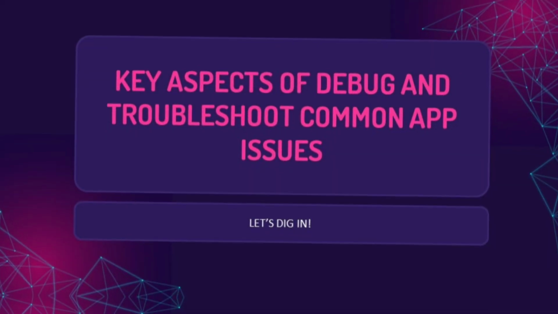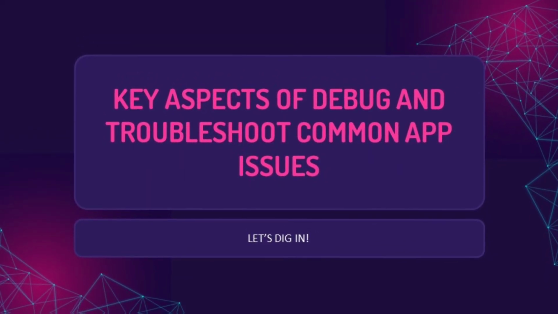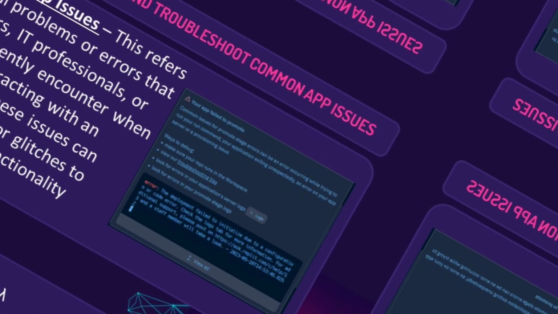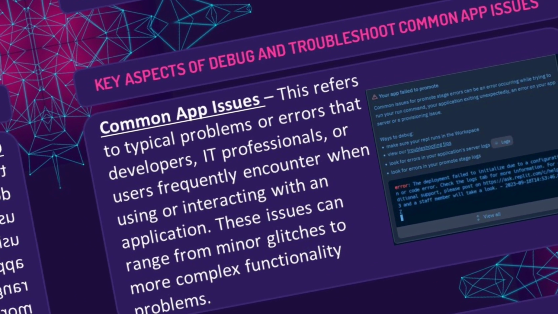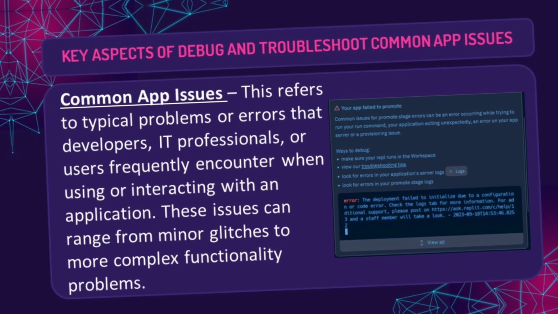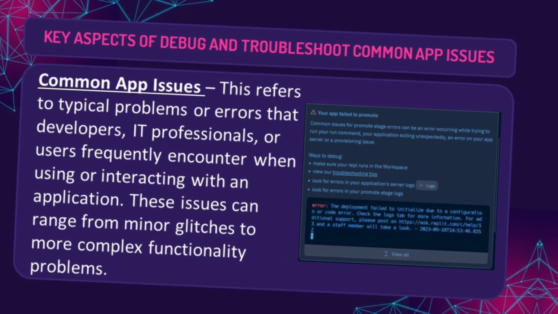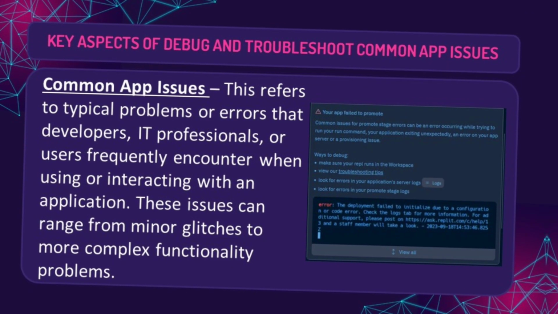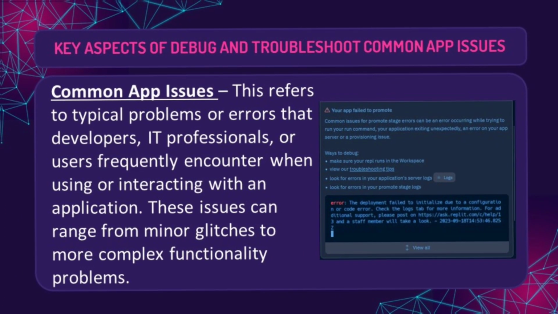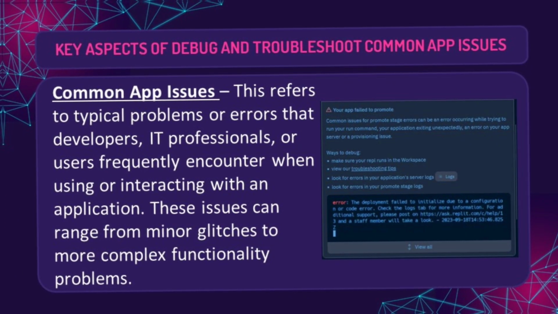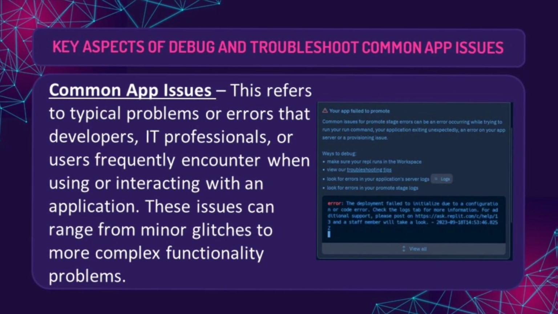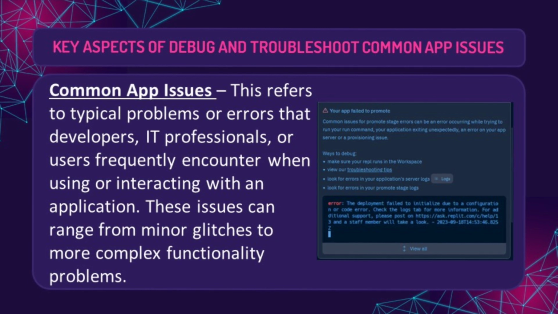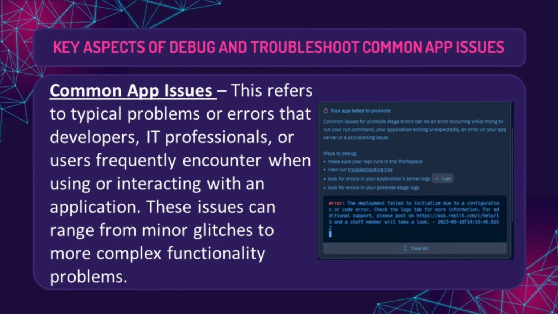Next, we are going to tackle key aspects of debug and troubleshoot common app issues. First is common app issues. It refers to recurring problems or errors that are frequently encountered when using a software application. These issues can include application crashes, incorrect behavior, slow performance, connectivity problems, and user interface glitches, among others. Identifying and addressing these common issues is crucial for maintaining the functionality and user satisfaction of the application.